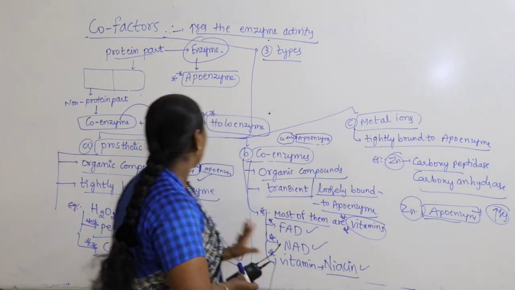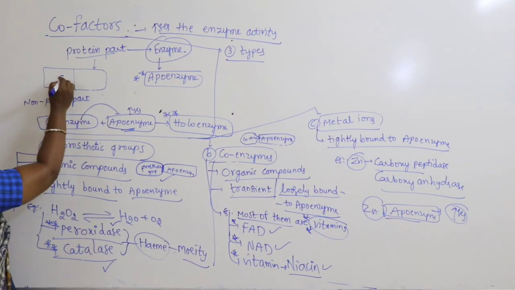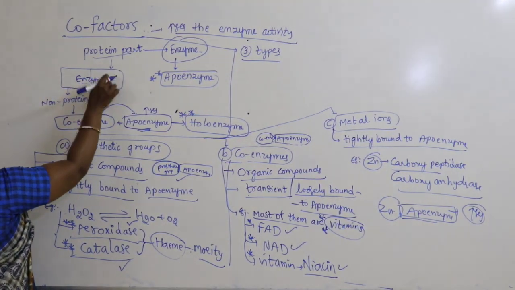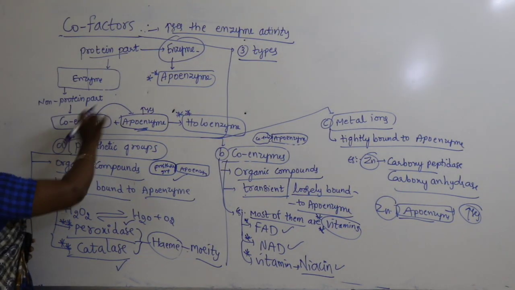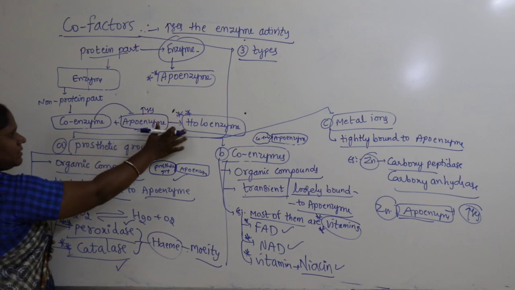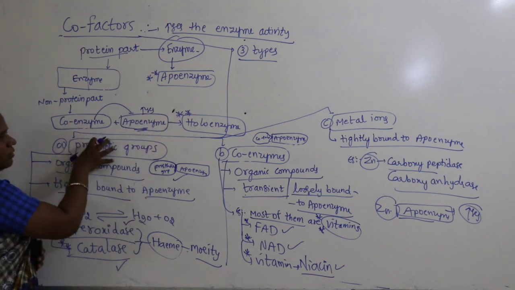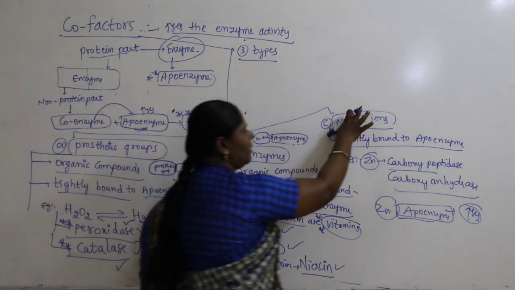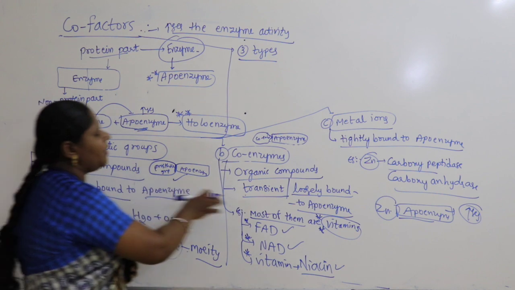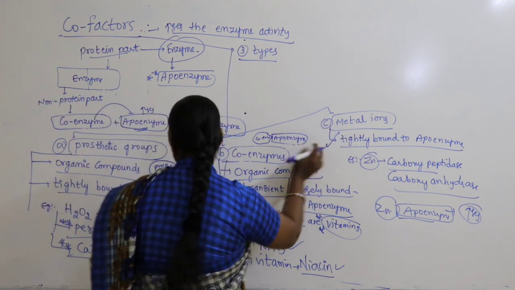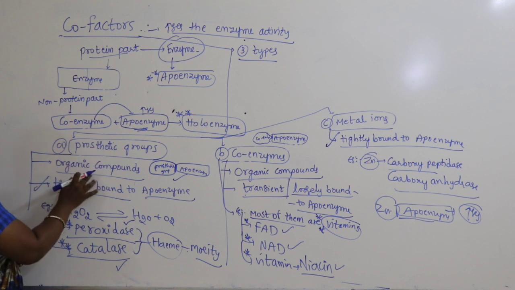These are nothing but cofactors. Again I repeat, every enzyme will contain two parts. The protein part is called apoenzyme, the non-protein part is called coenzyme. When apoenzyme and coenzyme combine, it leads to holoenzyme. It is of three types: prosthetic groups, coenzymes and metal ions. Remember, the prosthetic groups and metal ions are tightly bonded, and prosthetic groups are organic compounds.